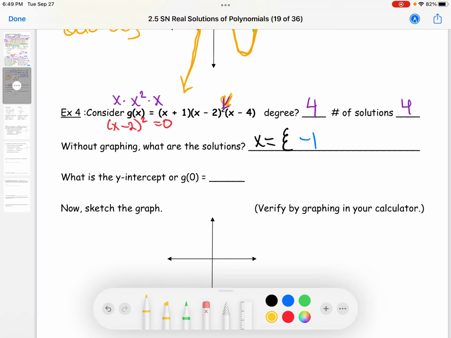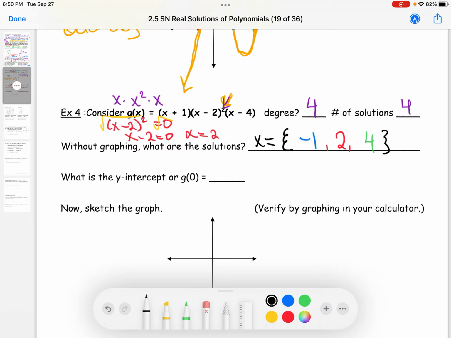Do not expand that. Do not square that out. We're solving for x, and there's already only one x in the problem. Take the square root of both sides. So that means x minus 2 equals 0. So x equals 2 is a solution. It's just 2. It's nothing else weird. Then x minus 4 set equal to 0 would give us 4 as a solution.